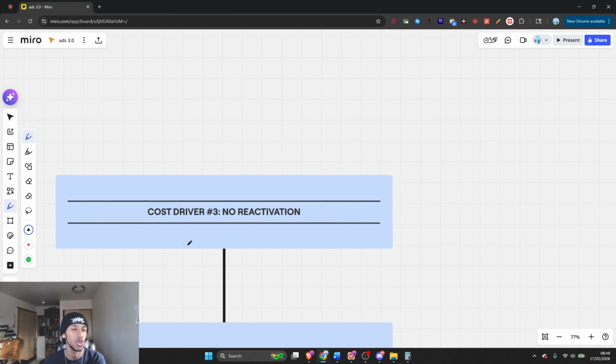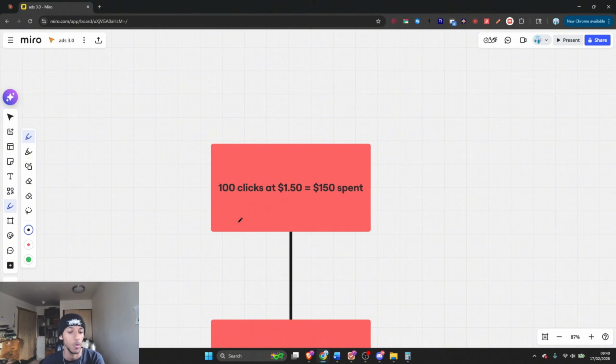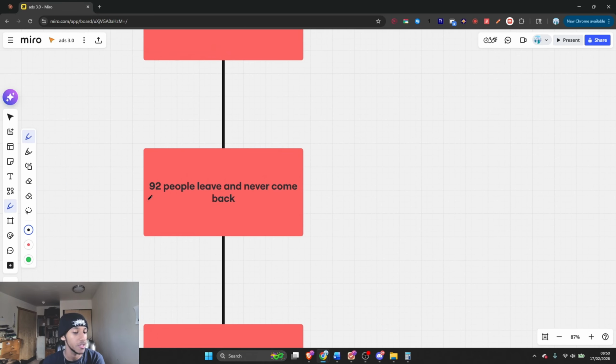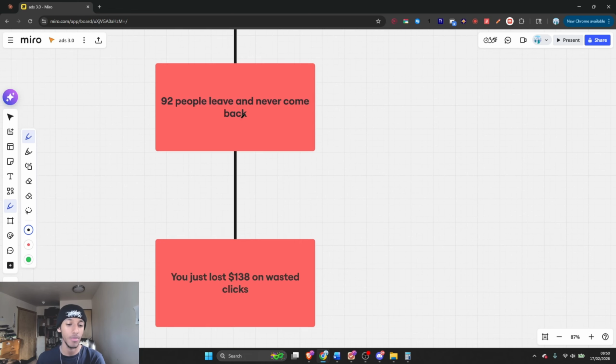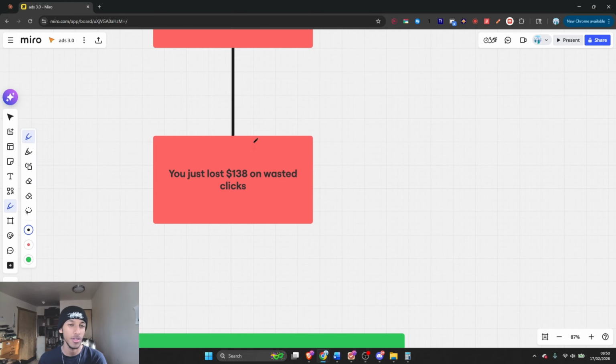Cost number 3, no reactivation whatsoever. When someone clicks on your cold traffic ad and doesn't book, they're gone, right? You paid $1.50 for them to click. You got nothing at all. 100 clicks at $1.50 is $150 spent. 8 people book because of the 8% conversion rate. 92 people leave. 92% of people who clicked on your ad leave and never come back. And you just lost $138 for no reason on wasted clicks.